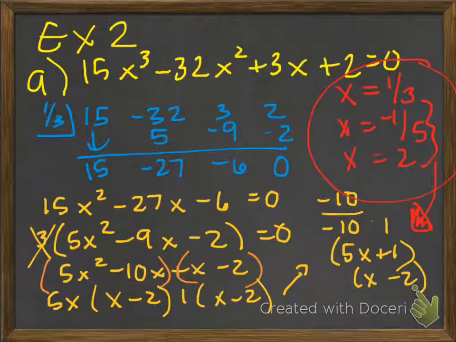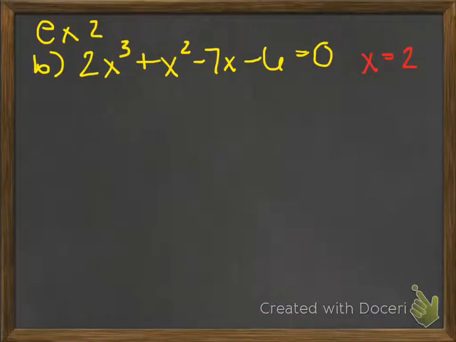So let's try the next one. Again, for right now, I'm going to give you that first answer. Eventually this will go away, but this is just to get you familiar with the process. I give you the first answer, so you do synthetic division with that first answer. We're going to start by doing synthetic with a positive 2. So I write my coefficients: 2, 1, negative 7, and negative 6.